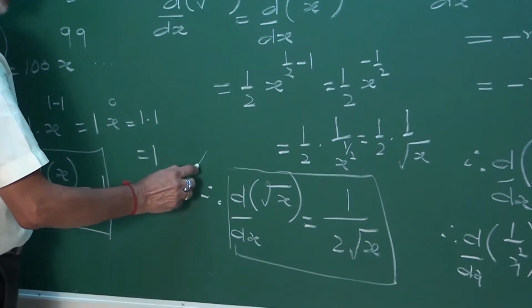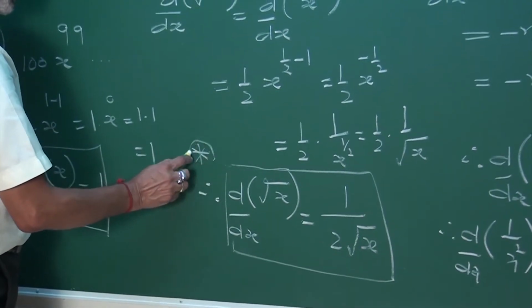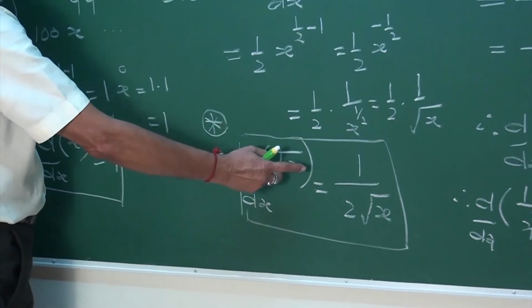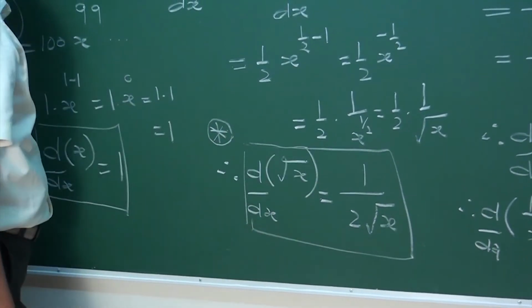Now you can treat it as a formula, my friends. Derivative of root x with respect to x is 1 by 2 root x.